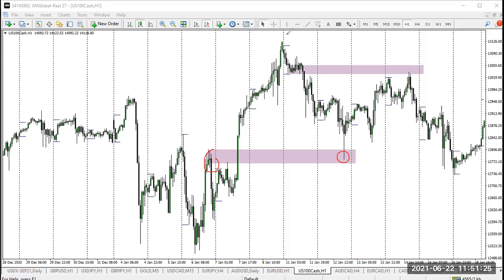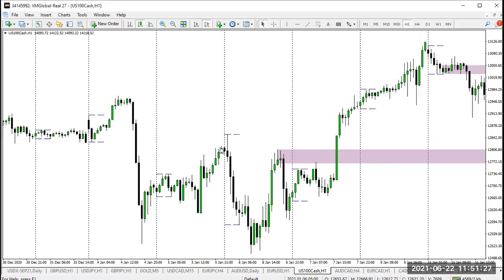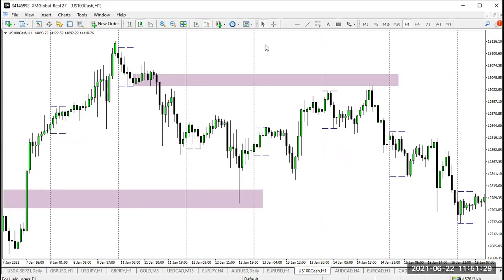Same thing here at the top. High, low, fail, break. And this is our mitigation block. And they came back 1, 2, 3 days later. Look. 3 days later. Touch and drop.